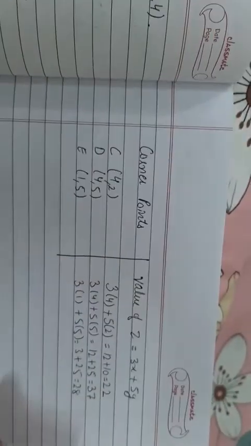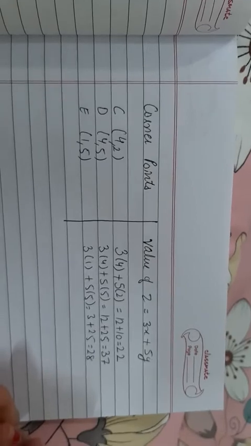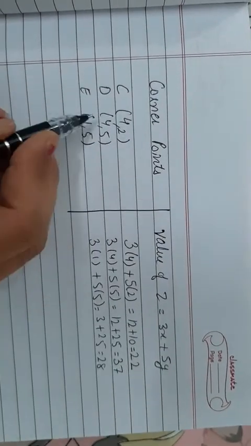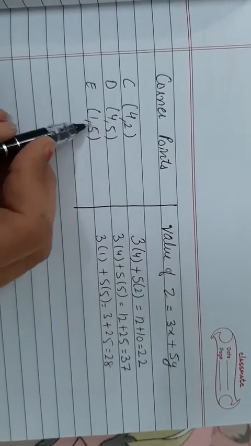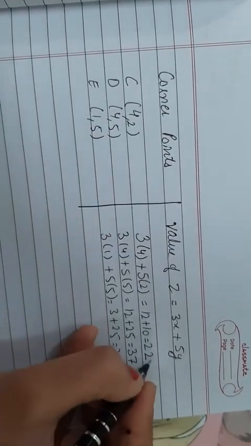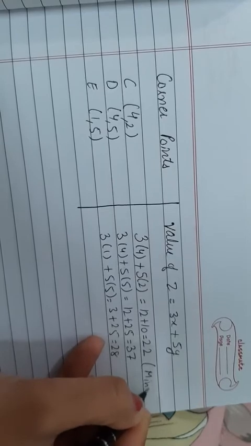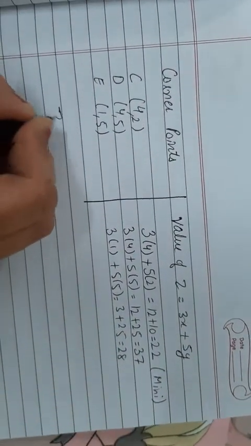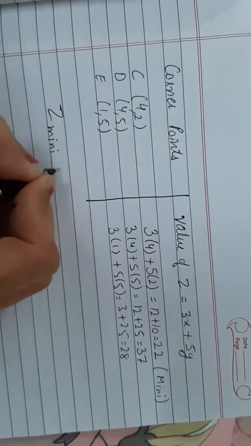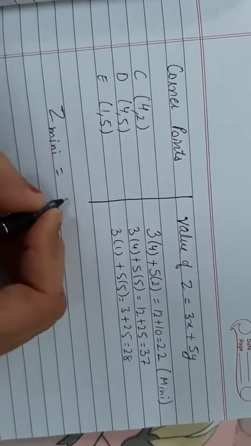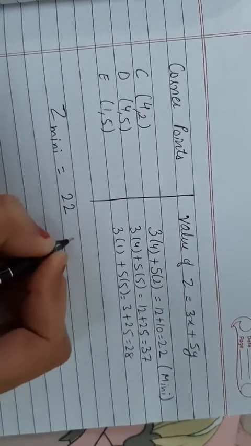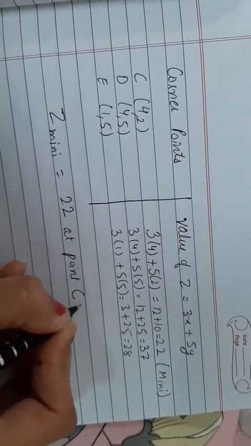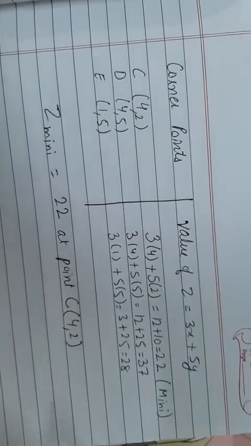Now you can see these points: 4, 2 is showing 22 value, 4, 5 is showing 37, and 1, 5 is showing 28. But 22 is the minimum among all these values. So whichever gives you the minimum value, that will be your answer. That is 22 is the minimum value at point C, that is 4, 2.